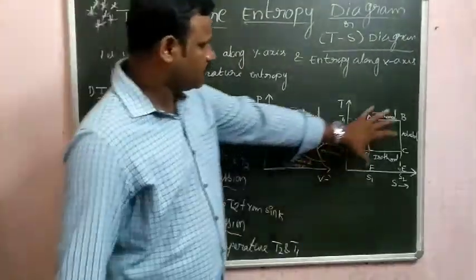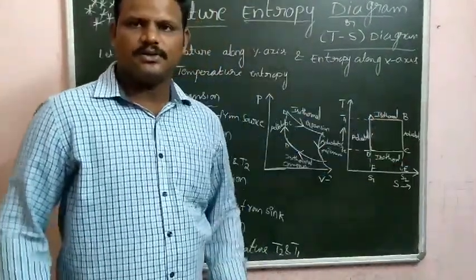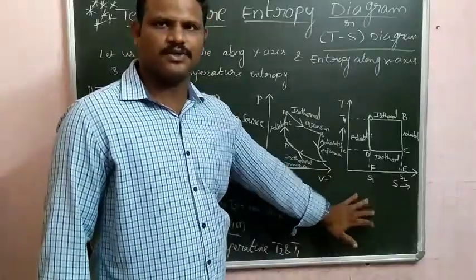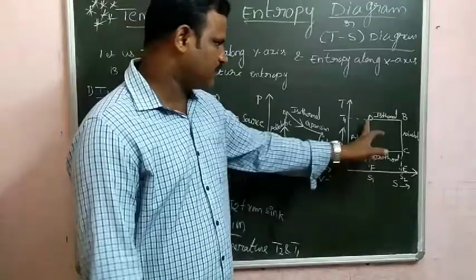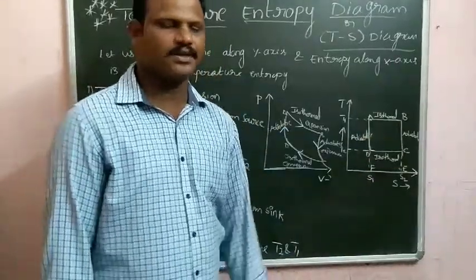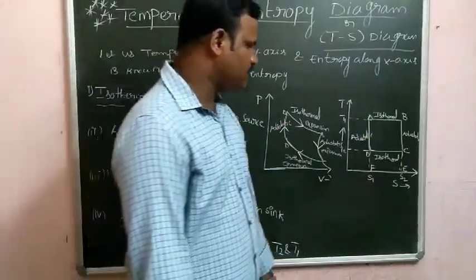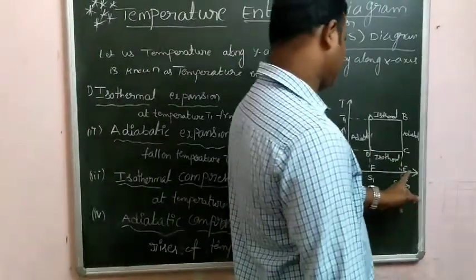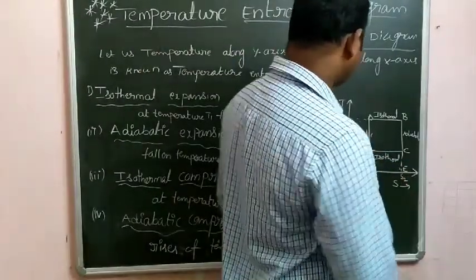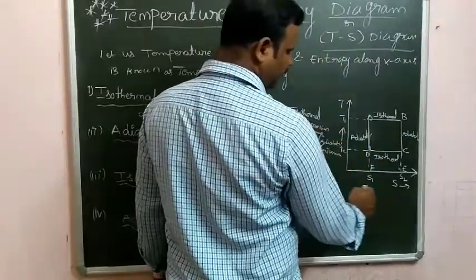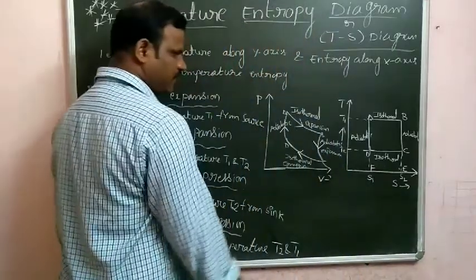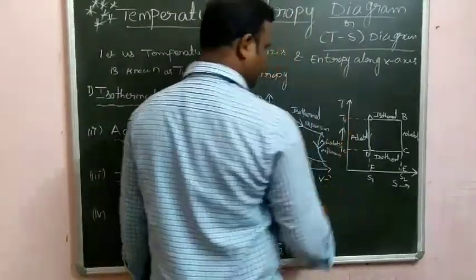Next diagram, let us consider the following construction of the TS diagram. This is the rectangle box ABCD. Another rectangle box DEF. Here we have temperature T1, T2, S1, S2. Along the x-axis entropy, along the y-axis temperature.